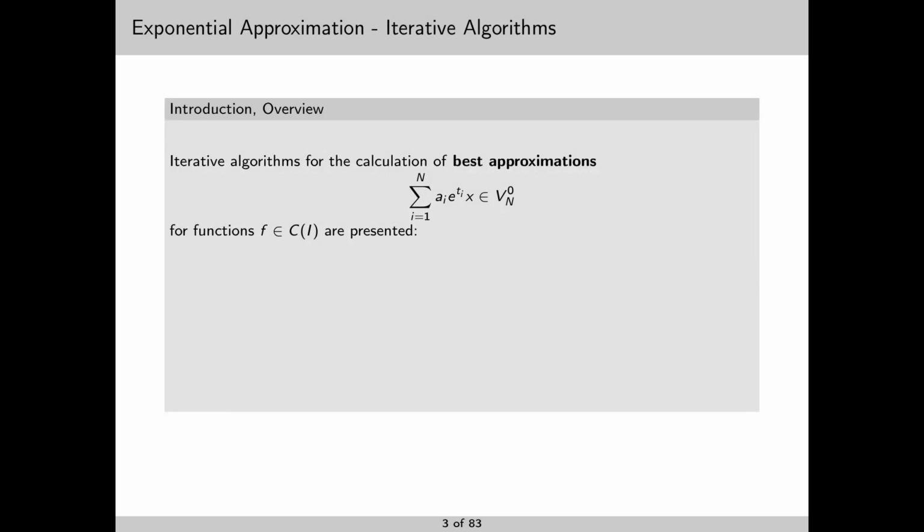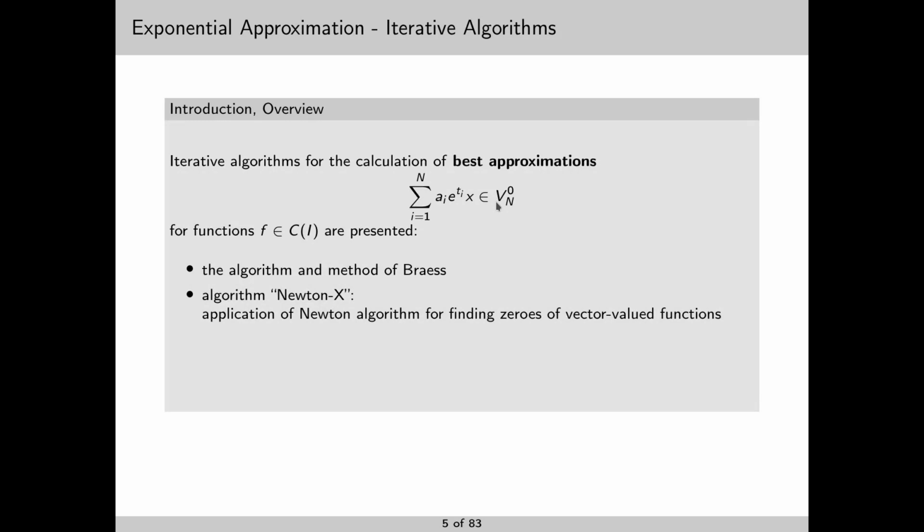Iterative algorithms will be presented which calculate best approximations with respect to V_n^0 for continuous functions. This is the algorithm and method of Braess, an algorithm which for the purpose of this presentation is referred to as Newton-X, since the core of it is the application of the Newton algorithm for finding the zeros of vector-valued functions. And finally, FJP-X, an algorithm which calculates best approximations with respect to V_1^0 only.